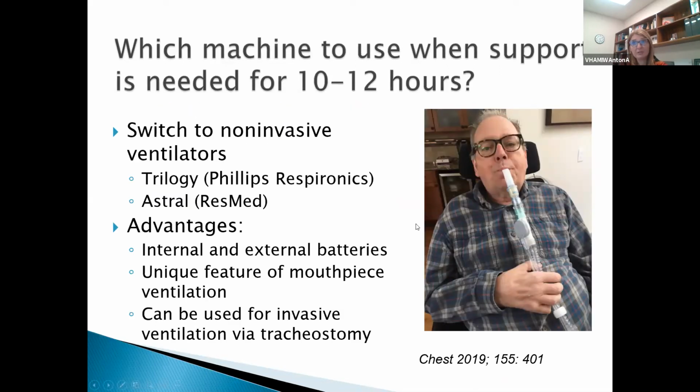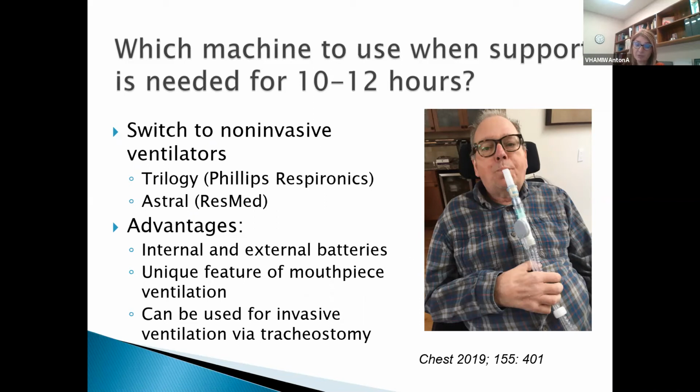And if patients end up needing those machines for longer than 10 to 12 hours, and I would say they use it at night for the entire duration of the night, but now they need it during the day, we switch to more sophisticated machines that are called ventilators, and those are the Trilogy or Astral, again with different names based on the different manufacturers. They do have advantages. They have a secondary mode where you can provide the unique feature of mouthpiece ventilation, and that's able to support patients during the day without having the mask on. And you can see a picture on the right of how it looks.